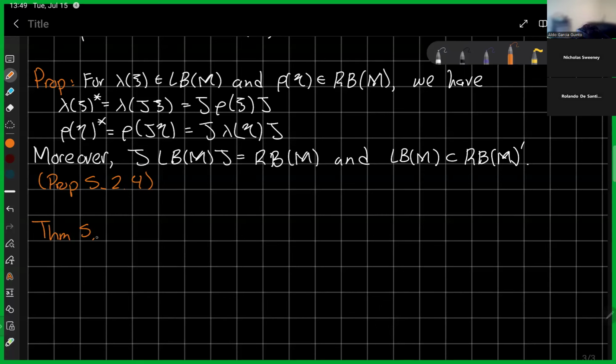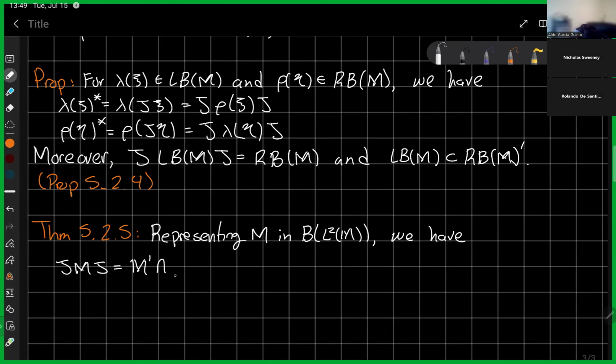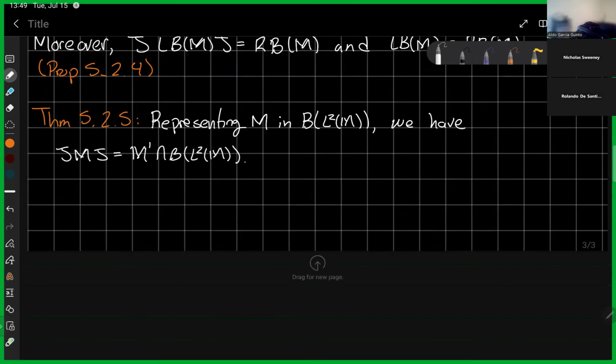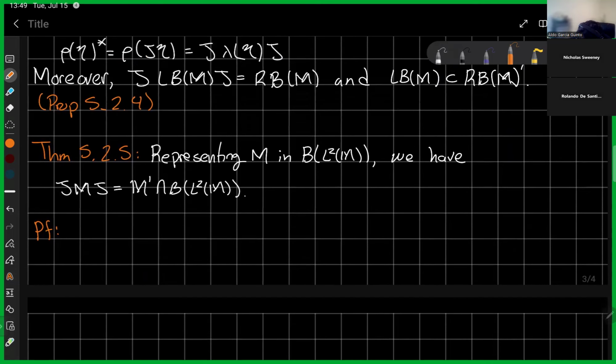Theorem 5.25. Remember, we're still in the setting of a tracial von Neumann algebra M acting on L2. We have J M J is equal to M prime in B of L2. Okay, so this one I am going to prove, but this uses the proposition above.